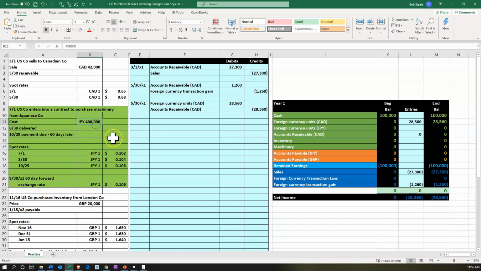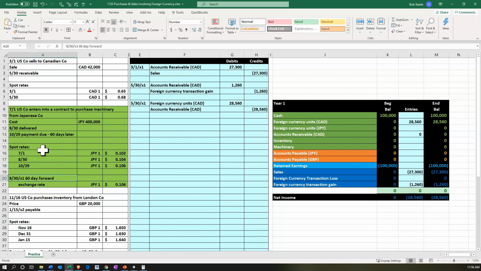And the cost of it is going to be 400,000 yen, right? Japanese currency. And then the delivery date is on 8/30. That's when the actual delivery date happens. And then on 10/29, the payment is due 60 days later. So that's going to be 60 days later will be October 29th. So here's the spot rates for 7/1, 8/30, 10/29, and we're talking the exchange from the Japanese currency, the yen, to U.S. currency. So one yen compared to 0.102 dollars.